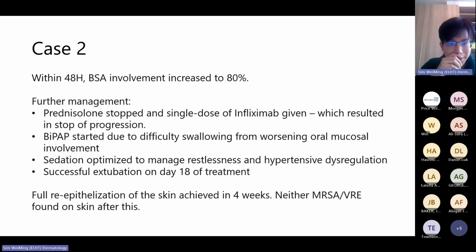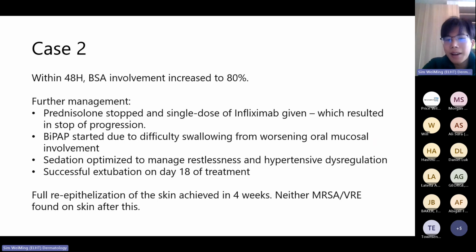Oh yeah, I did mention it here. So in this case, unfortunately, from 50% body surface area, it went up to 80%. And what happened was they actually stopped the prednisolone and they gave a single dose of infliximab, which we can briefly chat about later. And the infliximab actually helped stop the progression.